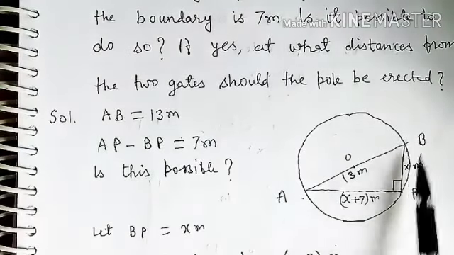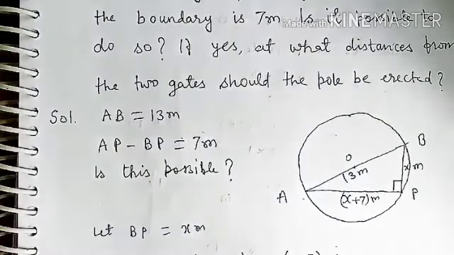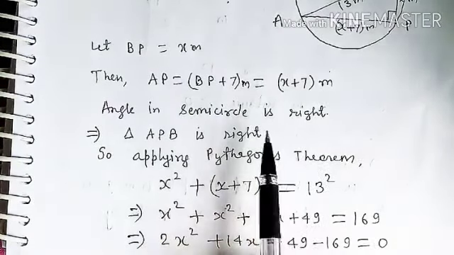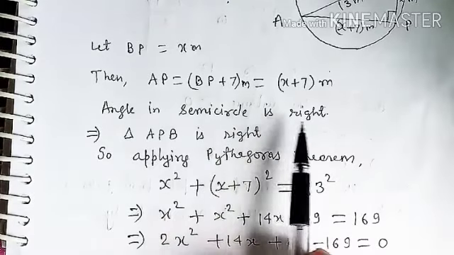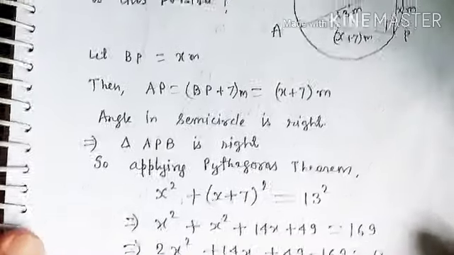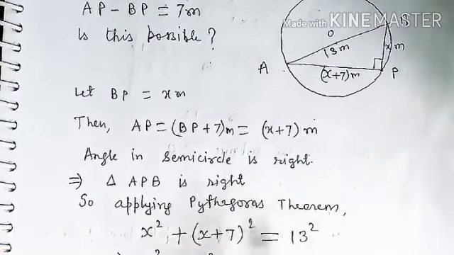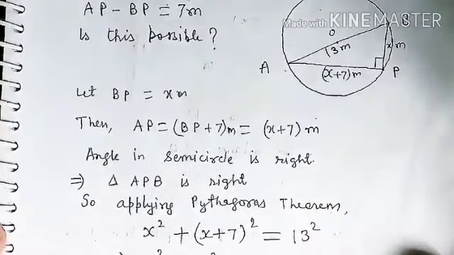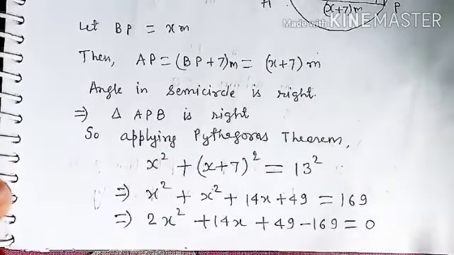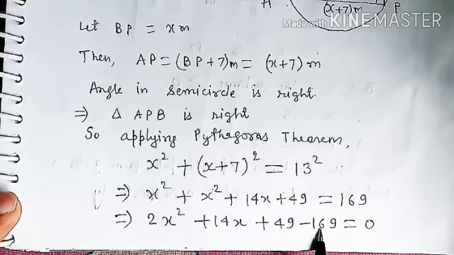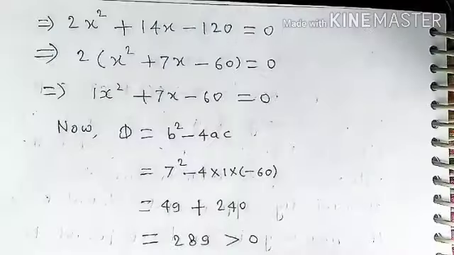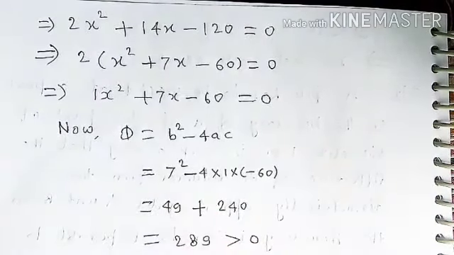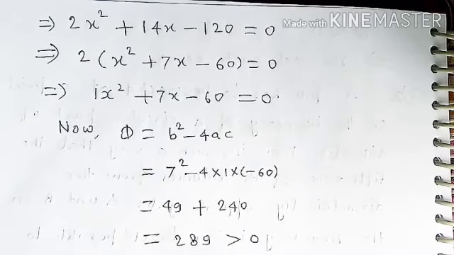So let BP is equal to x, then according to question, AP is equal to BP plus 7, which is equal to x plus 7 meter. Angle in semicircle is right. This implies that triangle APB is right angled. So applying Pythagoras theorem, x square plus x plus 7 whole square is equal to 13 square. After simplifying, we have this equation as quadratic equation. So the quadratic equation is x square plus 7x minus 60. Now we find d. D is 289, which is positive. So it is possible.